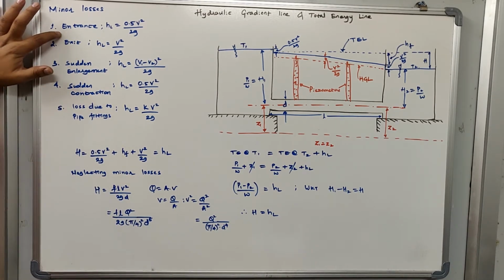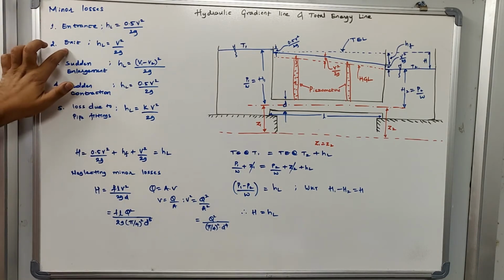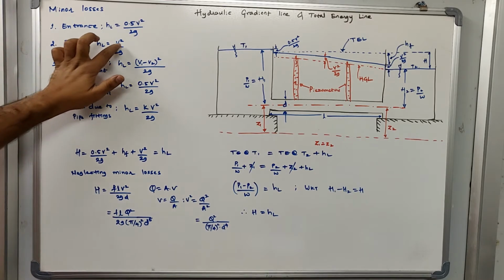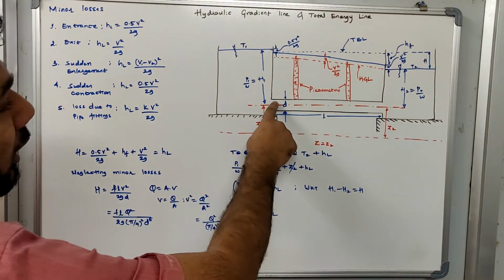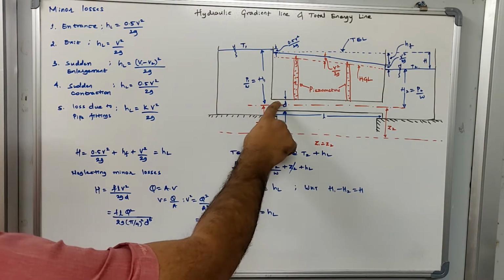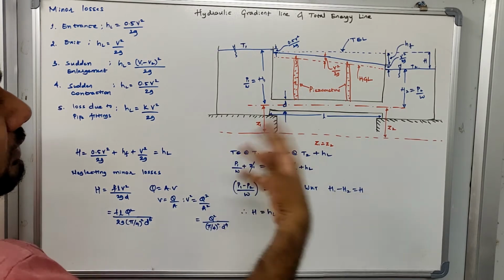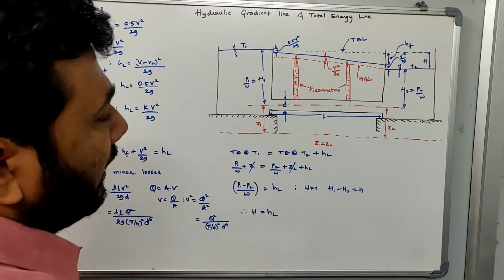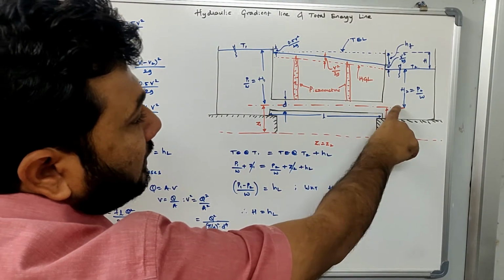So the head loss due to entrance can be calculated from this equation, which is 0.5 v square by 2g, and the head loss due to exit can be calculated by v square by 2g. V corresponds to the velocity at the entrance and exit. For example, to calculate the head loss due to entrance, I need to calculate the velocity immediately after the entrance. Similarly, to calculate the exit loss, I must calculate the velocity before the water exits from the pipe.